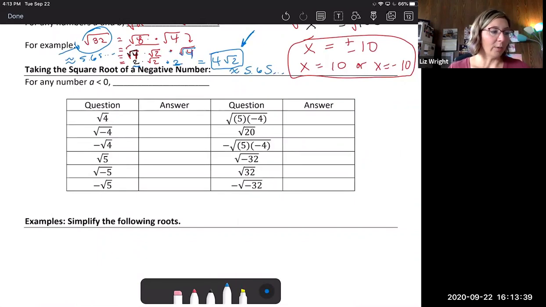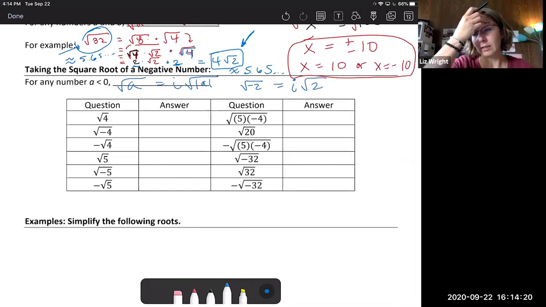It says, taking the square root of a negative number, for any number a less than 0. So that means a is negative, right? Keep that in mind. So if we have the square root of a, think about what that means. We've got a negative number underneath the square root. Our answer to that is going to be i times the square root of whatever the positive version of a is. So what does that look like? If we have the square root of negative 2, let's apply what we just wrote. That means an i is going to come out from underneath the radical, and we're going to have the square root of positive 2 there.